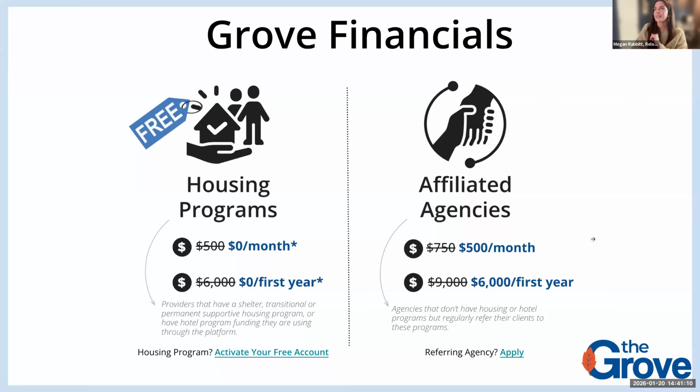So again, beyond that, housing programs are free for this first year. Affiliated agencies are discounted, and it is $6,000 for the first year.